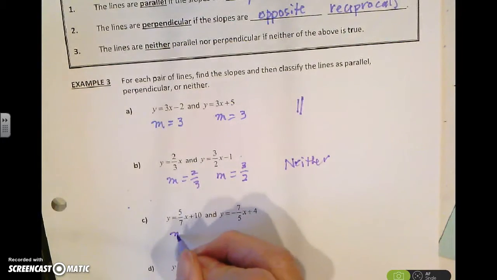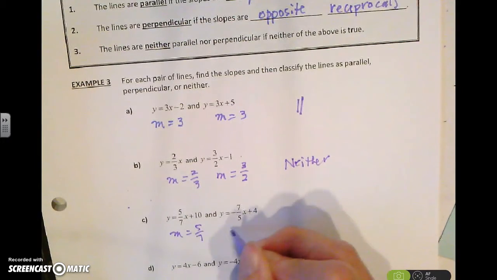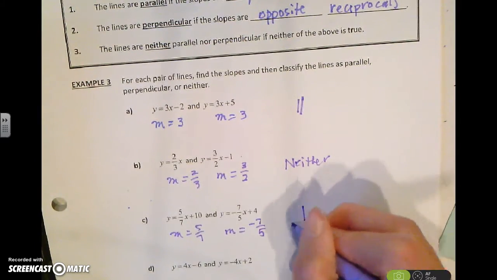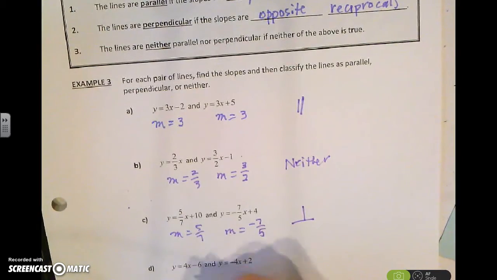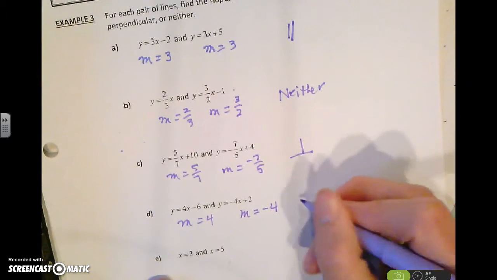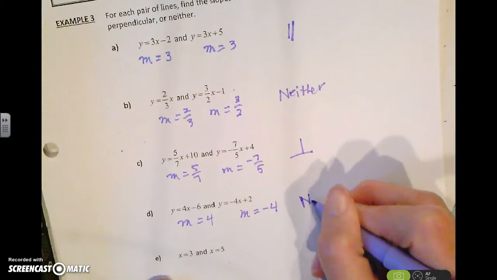C, M is 5/7. M is -7/5, so they are opposites and they are reciprocals. So these are perpendicular. Here, M is 4. M is -4. They are not equal, and they are also not reciprocals. So these will have to be a neither.